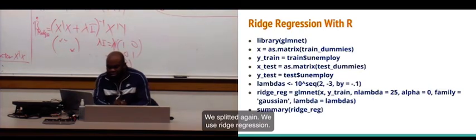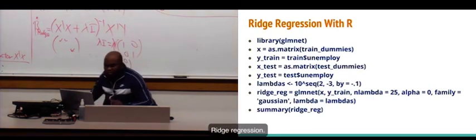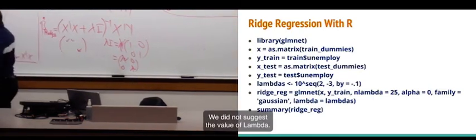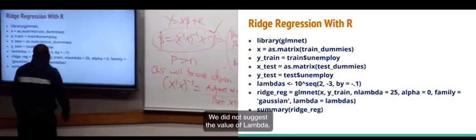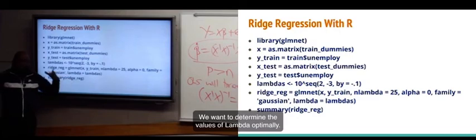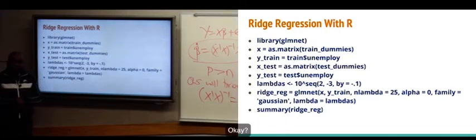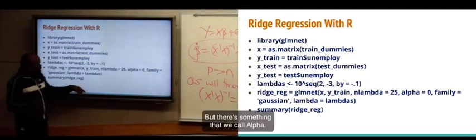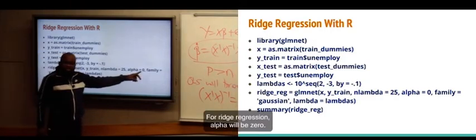We use ridge regression. In the ridge regression, we did not suggest the value of lambda. We want to determine the value of lambda optimally. But there's something that we call alpha. For ridge regression, alpha will be 0. For LASSO, alpha will be 1.